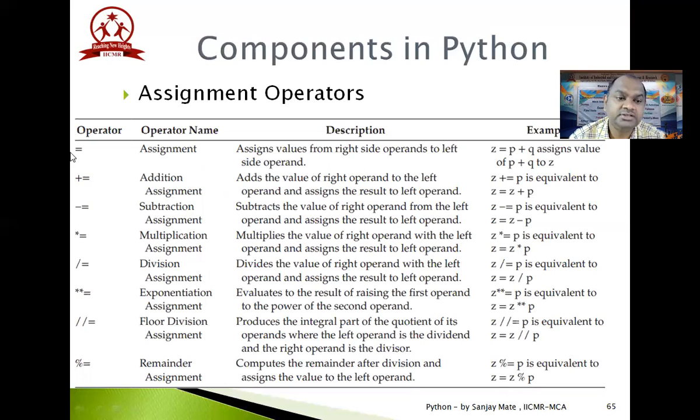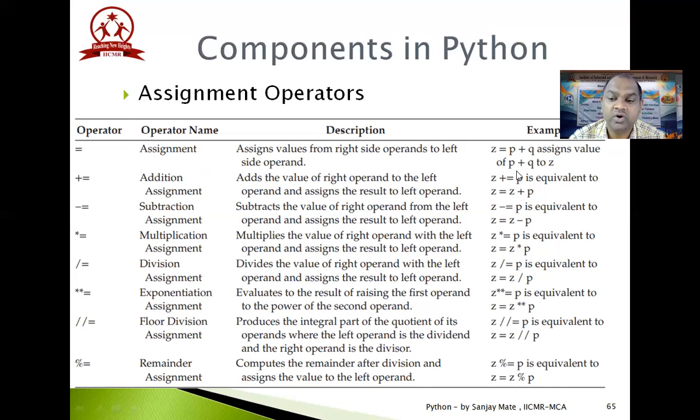The assignment operator, as I just said, is a combination of equal to and the arithmetic operators. Here, equal to is one assignment operator, with which you assign values from the right side operand to the left side operand. Plus equal to: here you have written z plus equal to p, which is equivalent to z is equal to z plus p. You can write this operator like this, z minus equal to p, which is nothing but z is equal to z minus p.